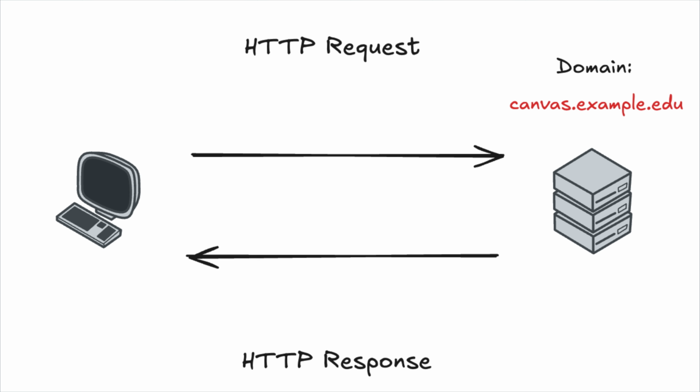Canvas is no different. When you need to access a file like a homework assignment, your browser sends a request to the server. In order for the server to know which file you're looking for, it needs a unique identifier called an ID. This ID is usually a number, and it tells the server exactly which file you want. The server then sends back the file to display.